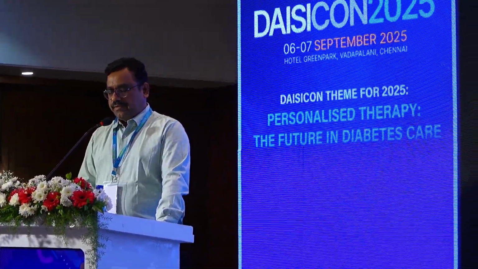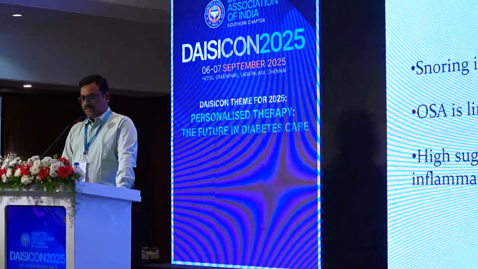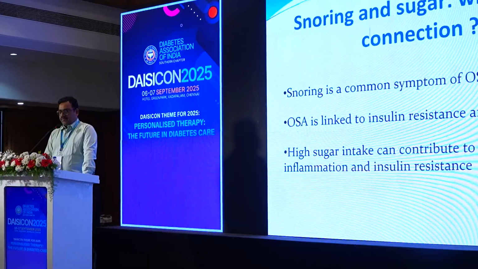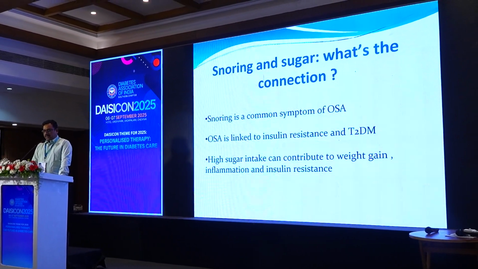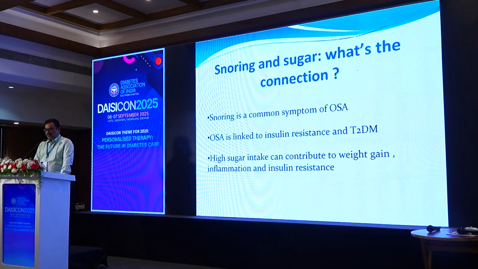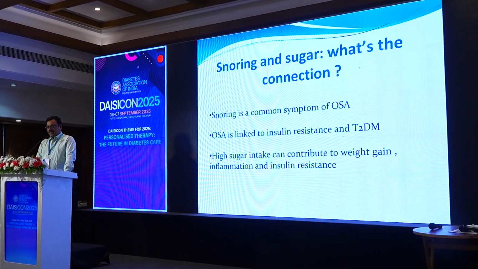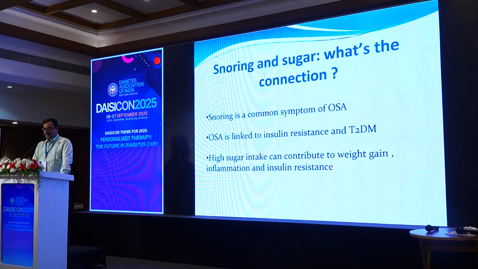And what's the connection between snoring and sugar? Snoring is a very common symptom, one of the common symptoms of obstructive sleep apnea, especially in obese persons. Even without obesity, diabetes predisposes to OSA. And OSA is linked to insulin resistance and type 2 DM, because it initiates various inflammatory processes, thereby increasing the chances of insulin resistance and development of type 2 DM. High sugar intake can contribute to weight gain, inflammation and insulin resistance.